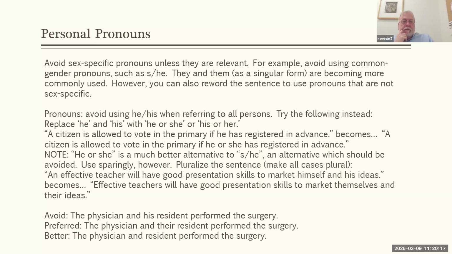I've got a couple examples at the bottom of the screen. Avoid "the physician and his resident perform the surgery," because physicians aren't always male, as we know. A better term would be "the physician and resident perform the surgery." This avoids any gender or sexual identity concerns.